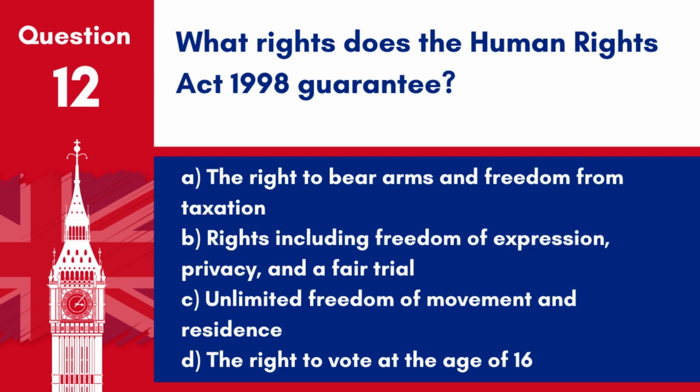Question 12. What rights does the Human Rights Act 1998 guarantee? A. The right to bear arms and freedom from taxation. B. Rights including freedom of expression, privacy, and a fair trial. C. Unlimited freedom of movement and residence. D. The right to vote at the age of 16.